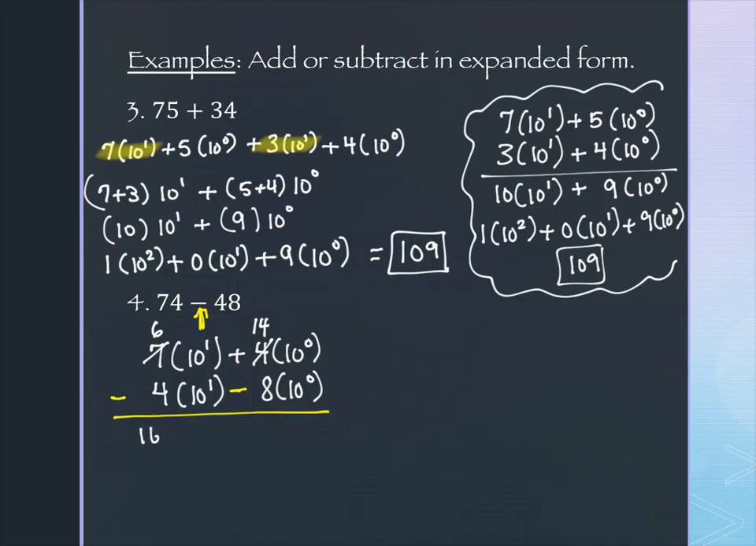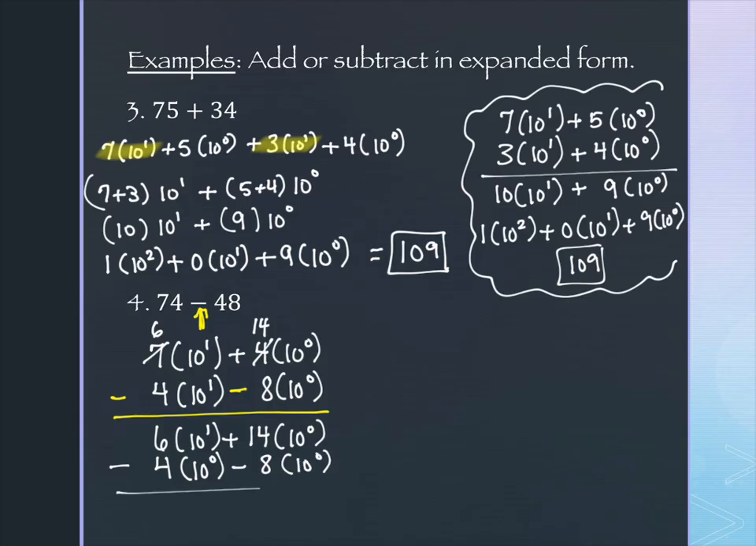So I actually have 6 times 10 to the first, and I have 14 times 10 to the 0. And then I really can take 4 away from the 6, and I really can take 8 away from the 14. So 6 minus 4 is 2, so there's 2 times 10 to the first. And then 14 minus 8 is 6 times 10 to the 0, which is the number 26.